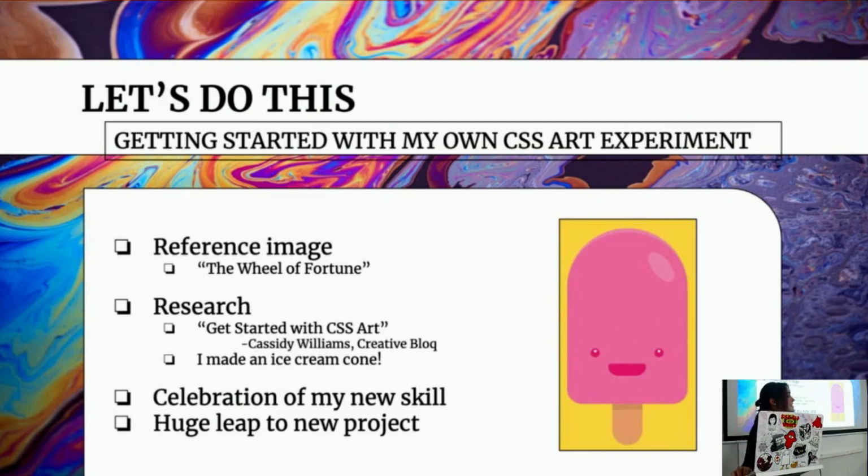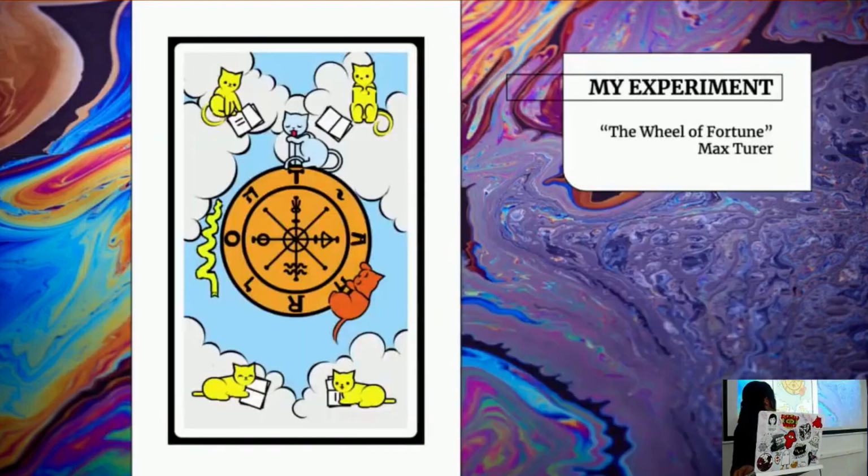Well, here is my completed project. So this is what I ended up making. This is my representation of the Wheel of Fortune. I chose cats, because I like cats a lot, but usually it's a lot of different animals here. I have borders here. This I had to fake, basically.